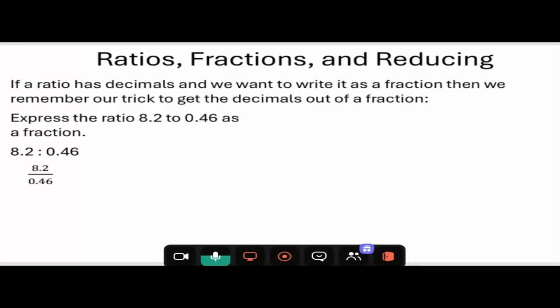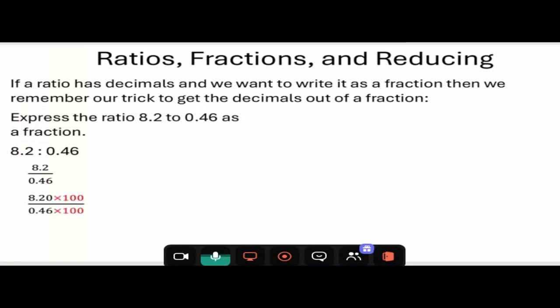When we want to write a fraction, we do not leave decimals in that fraction. So I'm going to remind us that 8.2 is the same as 8.20. Why did I do that? Because now both the top and bottom have 2 decimal places. They go to the hundredths. So if I multiply them both by 100, that moves the decimals 2 to the right, and we get 820 on the top and 46 on the bottom.